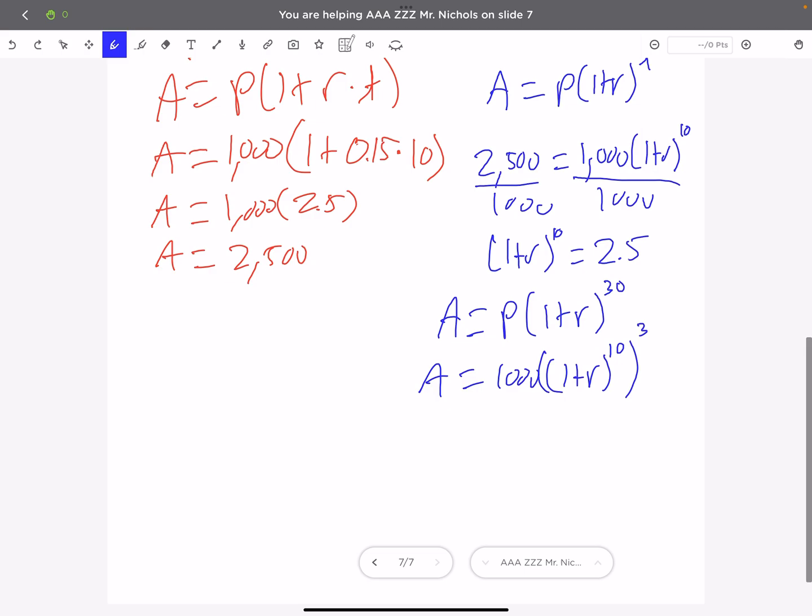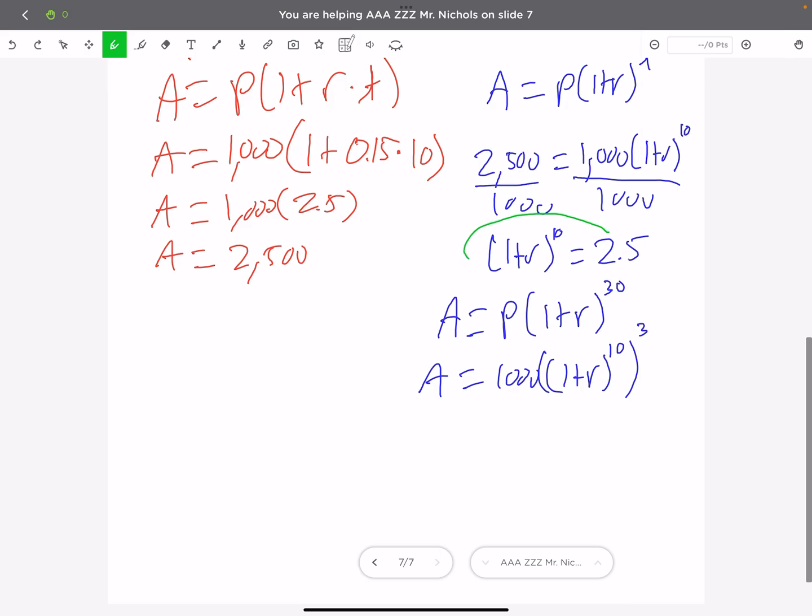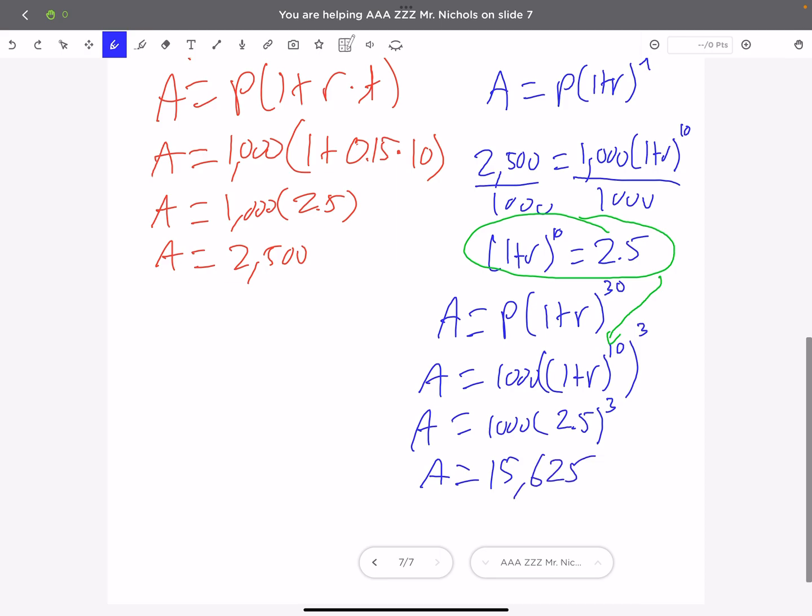All right. And then I already know that 1 plus R to the 10th is equal to 2.5 because that's where it is here. Actually, let me do this in an even different color. I can take this 1 plus R to the 10th equals 2.5 and plug it in. And what I get is A is equal to 1,000 times 2.5 to the third power. Now you can either use your calculator or do it by hand, and you get your final amount in 30 years is $15,625, like that.